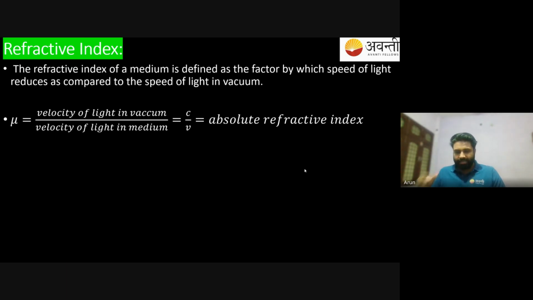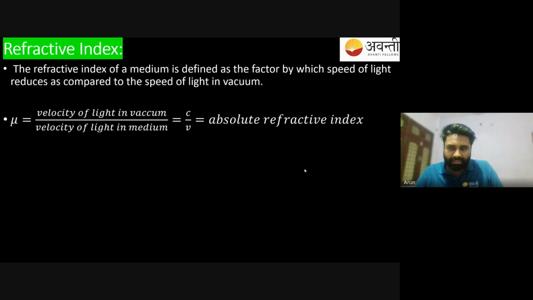Now, what is the refractive index of a medium? It is defined as the factor by which the speed of light is reduced as compared to the light in vacuum. Whenever the light strikes a medium other than air or vacuum, which is optically denser than the other one, the light ray will feel a change in its speed. ठीक है, क्योंकि लाइट की स्पीड बढ़ तो नहीं सकती, it is always constant, 3 into 10 raised to the power 8 meter per second, but it can reduce.